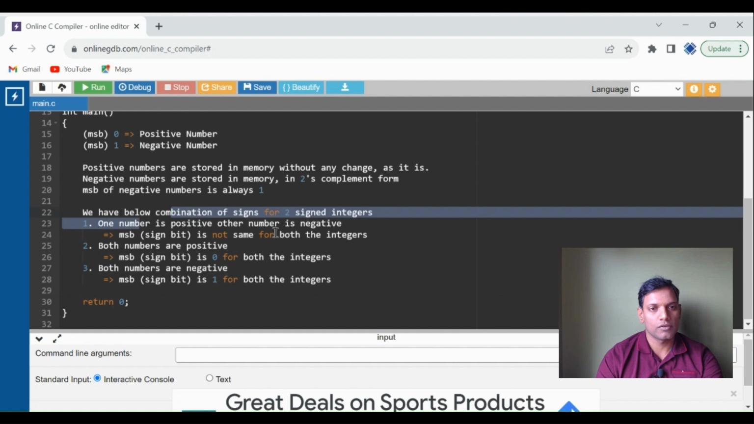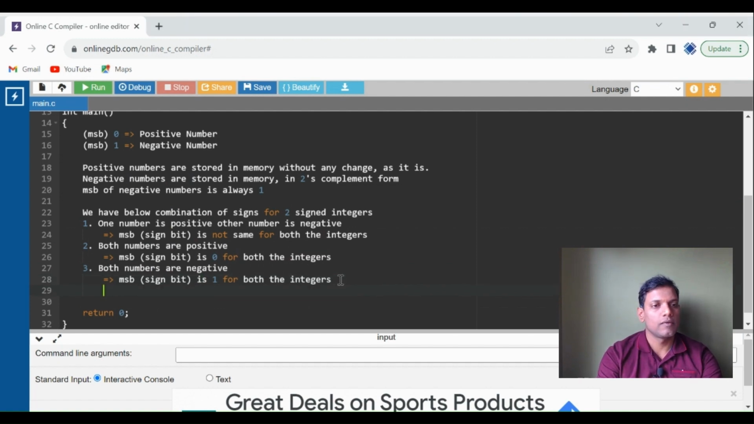One number is positive, the other number is negative. Then the MSB, the sign bit, is not the same for both the integers. Both the numbers are positive, MSB is 0 for both the integers. Both the numbers are negative, then the sign bit is 1 for both the integers. This will help us in finalizing the logic to decide the sign of integers.